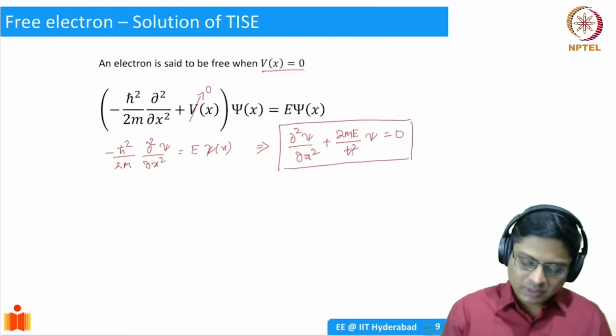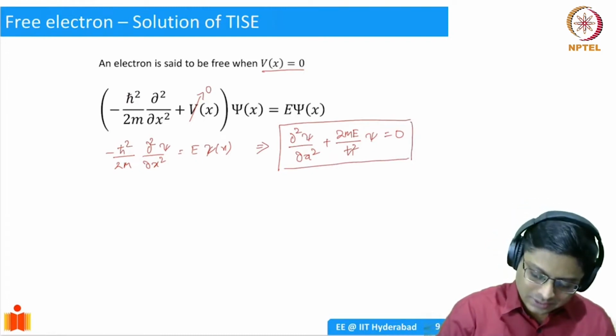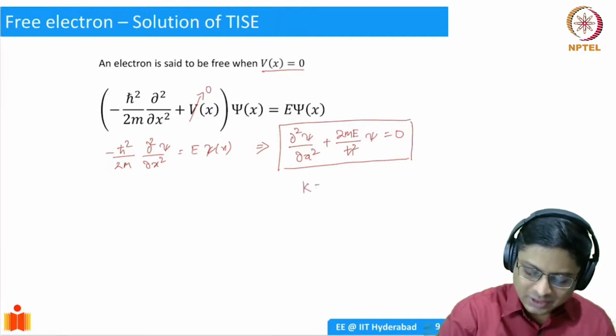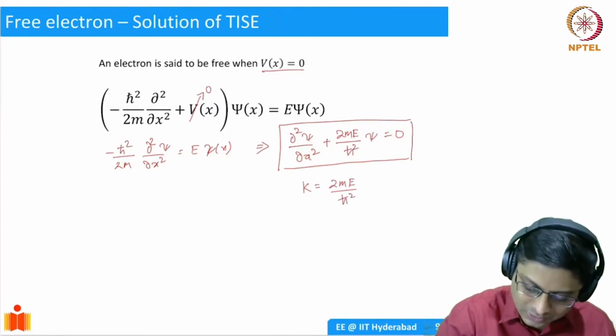Right? Before we solve that, we will introduce a constant. Let's call it k. k is basically 2mE by h bar squared. Okay, sorry, k squared. Let's call this k squared. k will be the root of it.